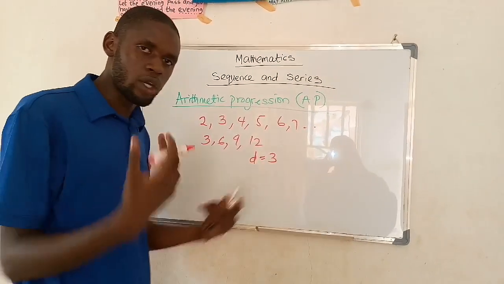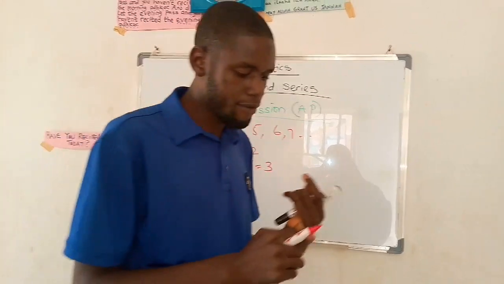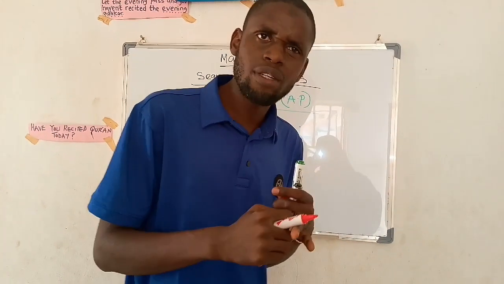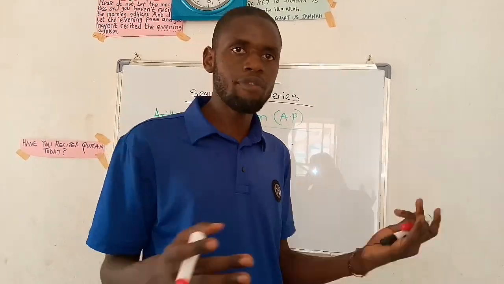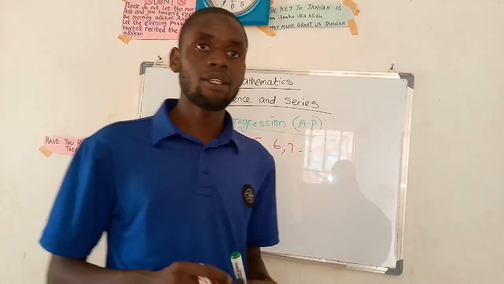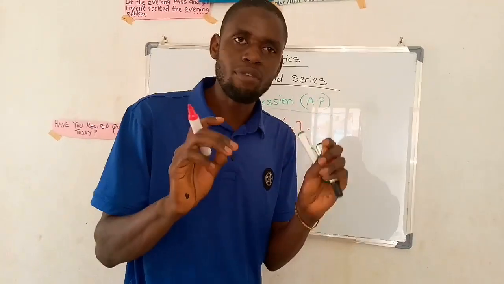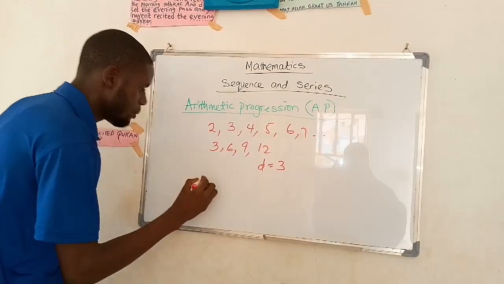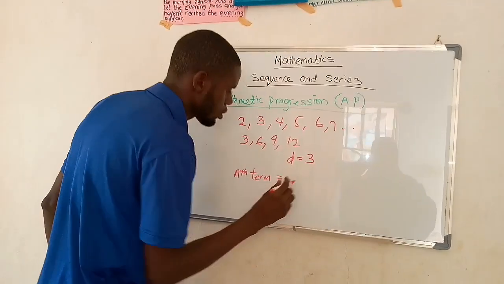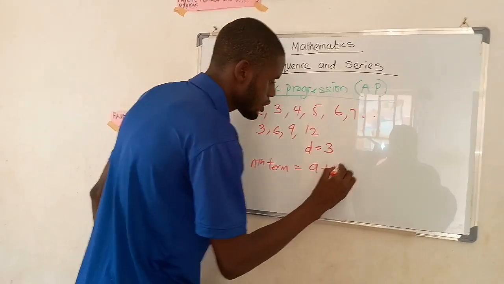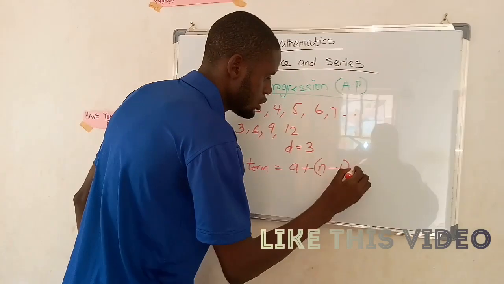You are normally going to be asked, what is the first term, what is the common difference, what is the nth term? It could be the second term, the fourth term, the fifth term, the sixth term. So once it's like that, we are going to make use of a simplified formula that you will always remember. You just say nth term is equal to a plus n minus 1 d.